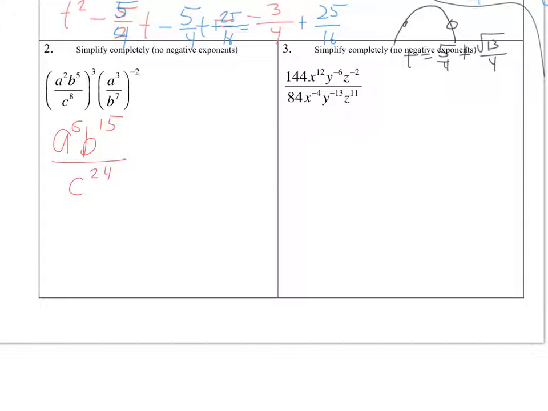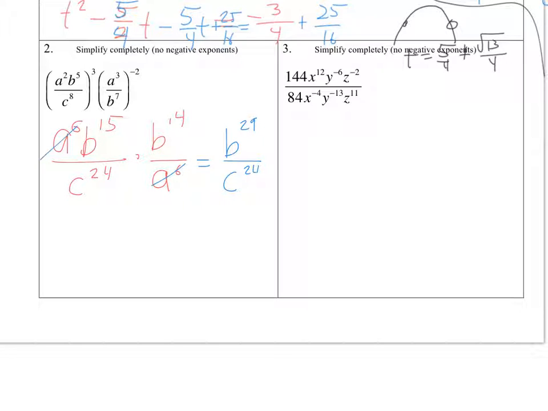And then for my second one, I'm going to deal with that negative now and flip this while squaring these guys. So the b is going to move up top, and it's going to become b to the 14. A is going to move to the bottom and become a to the 6. All right. It looks to me like my a to the 6's cancel out. b to the 15 times b to the 14 is going to be b to the 29. And on the bottom we've got c to the 24. If you had multiplied that negative 2 in, you would have ended up at the same place.